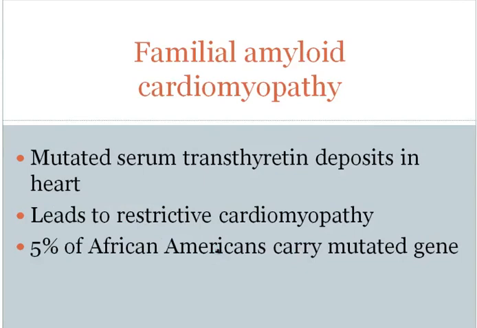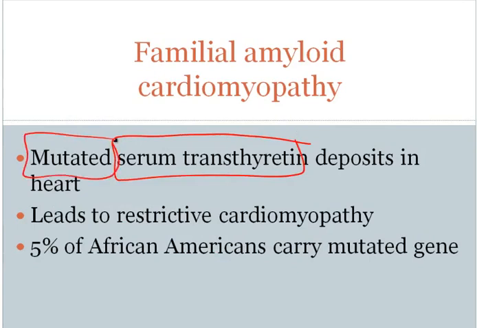Another localized amyloidosis, which is sort of in contrast to senile cardiac amyloidosis, is familial amyloid cardiomyopathy. Now, in this particular case, it's serum transthyretin that deposits. However, it is a mutated, not a normal, serum transthyretin that deposits in the heart. This also results in disease. Remember that in senile cardiac amyloidosis, it was asymptomatic, but here, this leads to a restrictive cardiomyopathy.